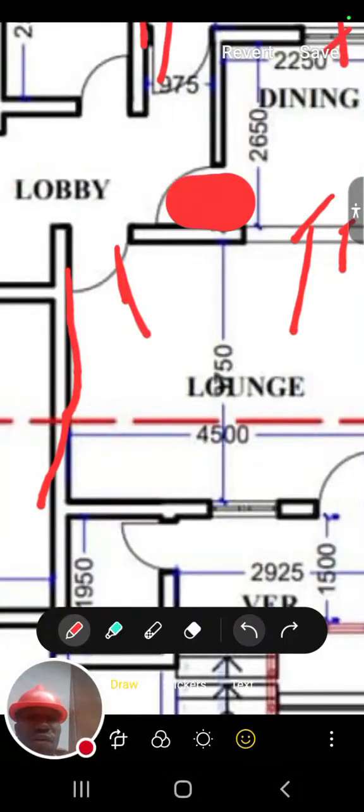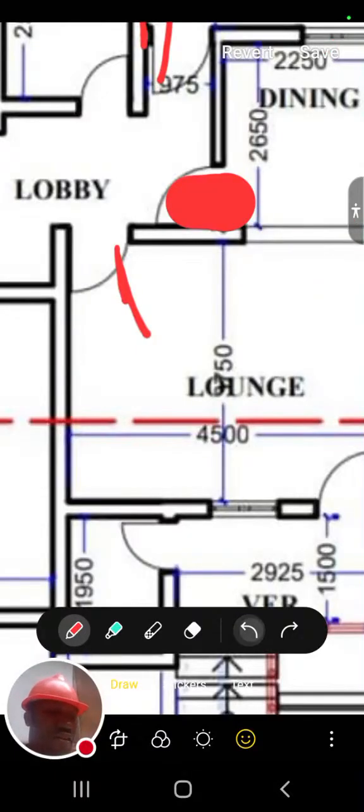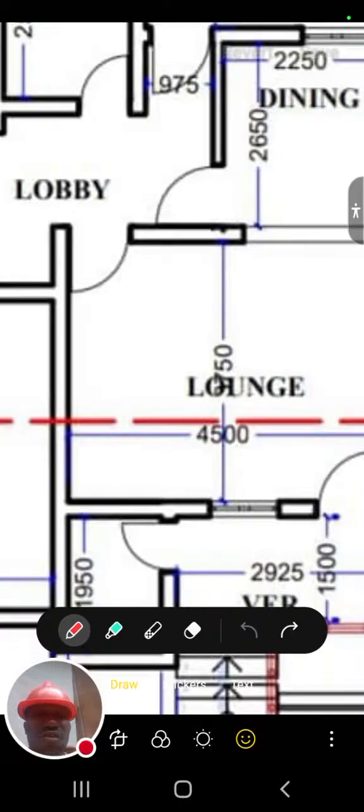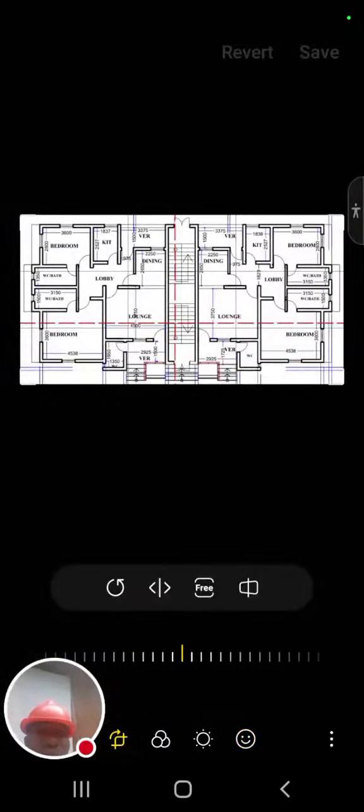Okay, very soon we are going to analyze structural aspects. All right, so you have to understand all these things. You have to understand your scale, the scale that is being used. Okay, you have to understand everything. Do you understand me? Understand their drawing very well.